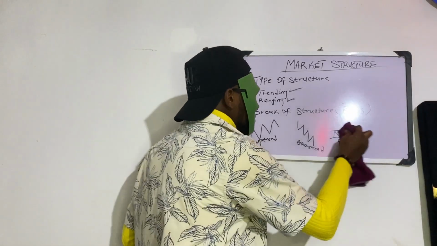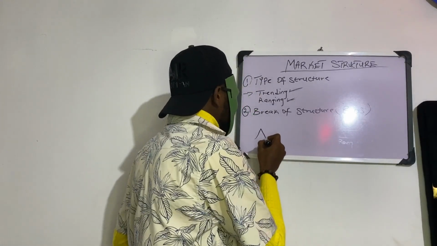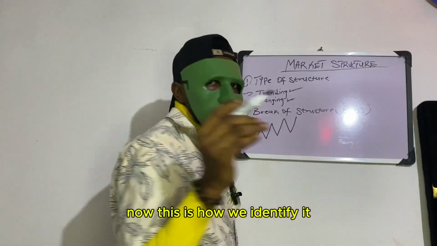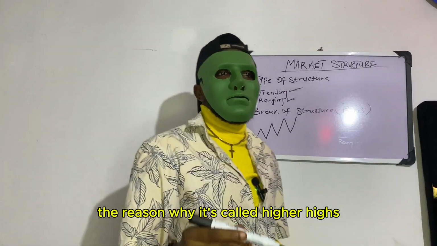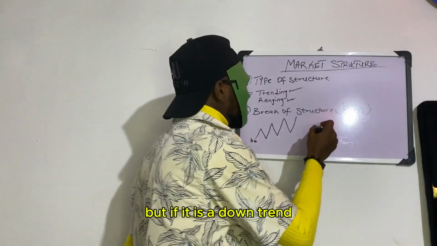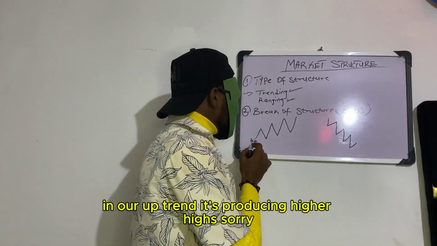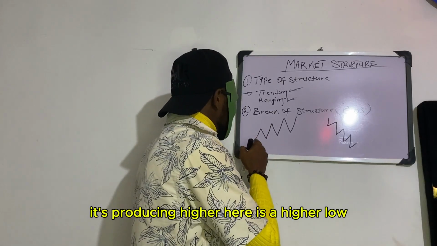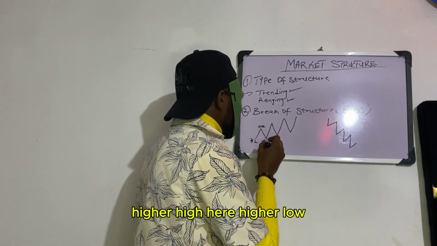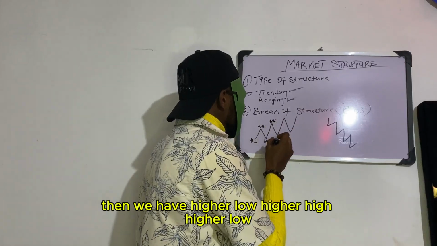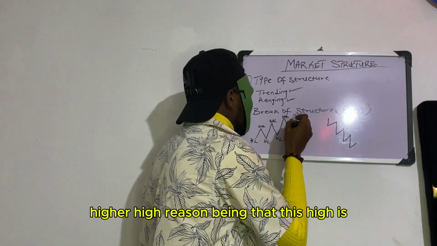In an uptrend, where the market is moving this way, this is how we identify it. We call it higher highs. The reason why it's called higher highs is because it is an uptrend. But if it is a downtrend, it's called lower lows and lower highs. In an uptrend, it's producing higher lows and higher highs. Here is a higher low, higher high. Here, higher low, higher high. Then we have higher low, higher high, higher low, higher high.